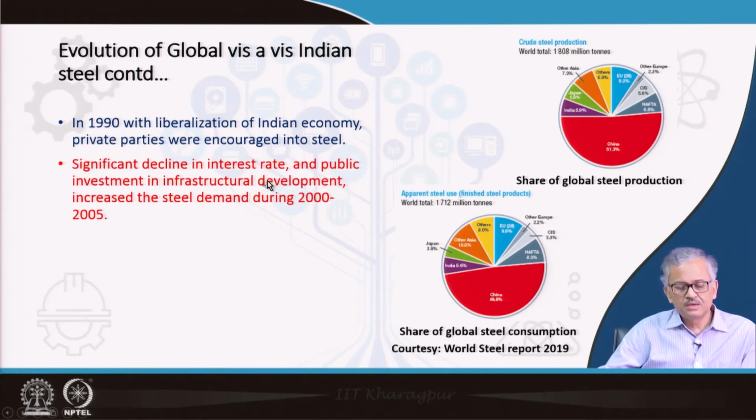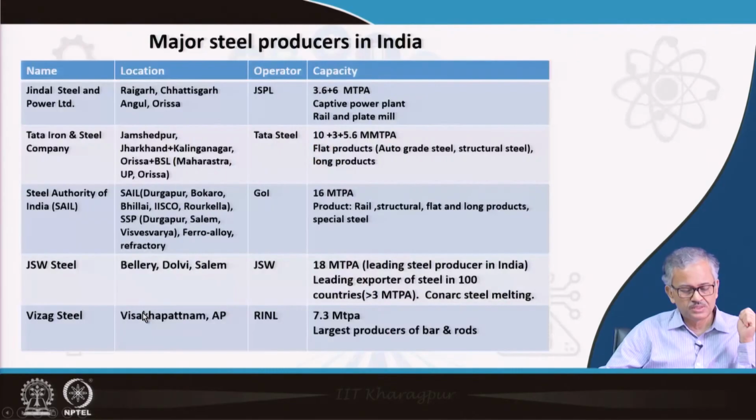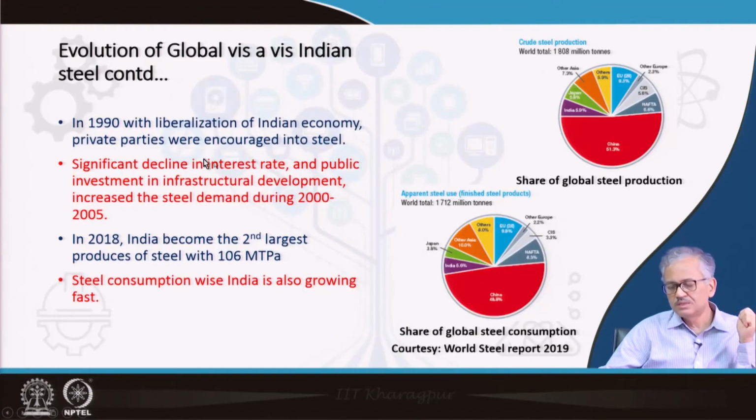That is the signal. Then public investment in infrastructure development also gave a lot of boost to steel demand in India. As a result, the steel demand increased during 2000 to 2005. In 2018, India became the second largest producer of steel with 106 million tons. Consumption wise, India is also growing fast. So production wise, India is the second largest producer today, and consumption wise it is also increasing.